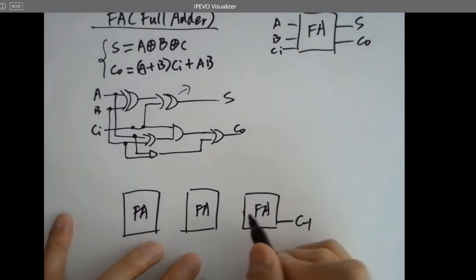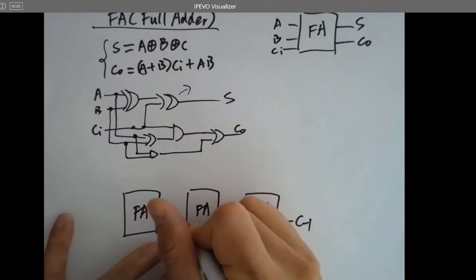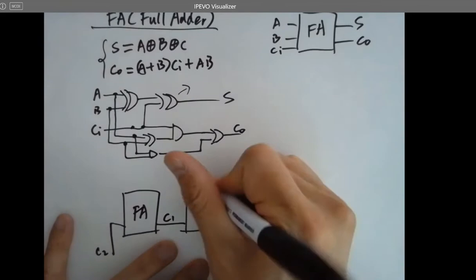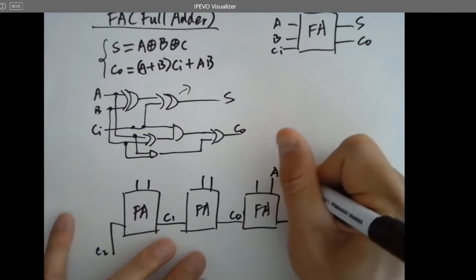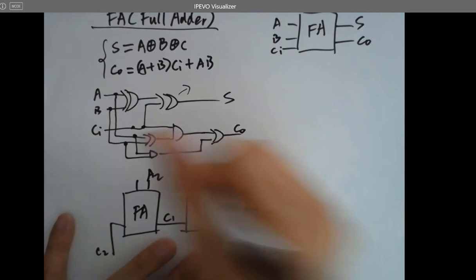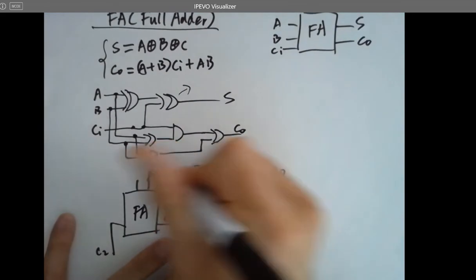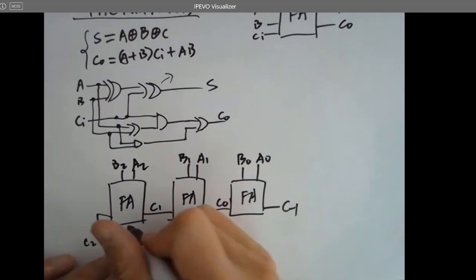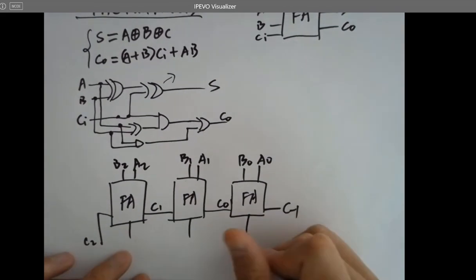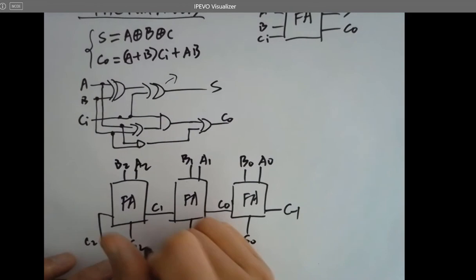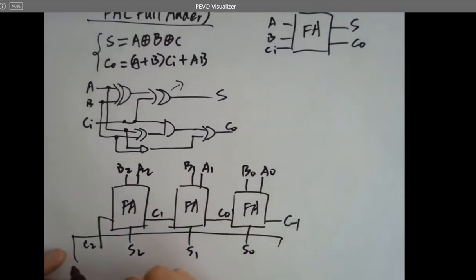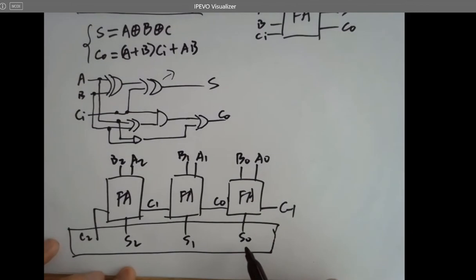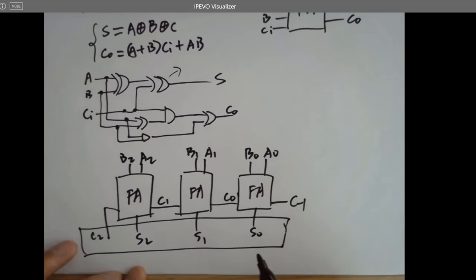C-1, C0, C1, C2, A0, A1, A2, B0, B1, B2. So that's a 3-bit adder. And all these are the summations, S0, S1, S2. So C2 is the MSB for the final result, and S0 is the LSB for the final result.